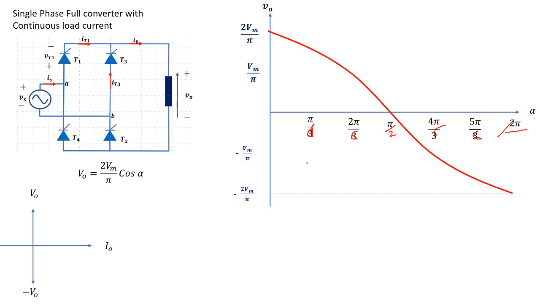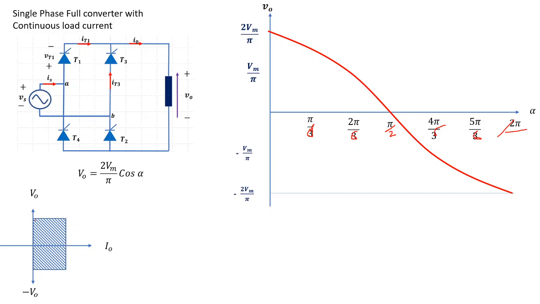Now, if you consider this V0 and I0 graph, you can see that V0 is positive all the time where alpha is ranging from 0 to pi by 2. And that is going to be negative if alpha is greater than 90 degrees, so greater than 90 degrees and less than 180 degrees. In radians, greater than pi by 2 and less than pi.